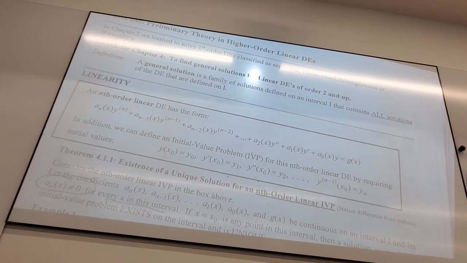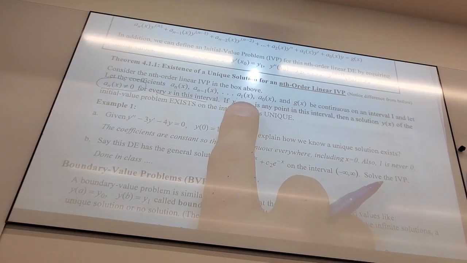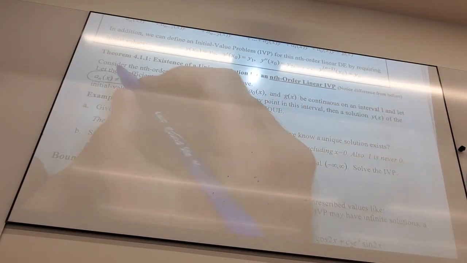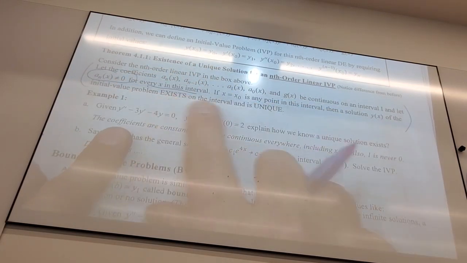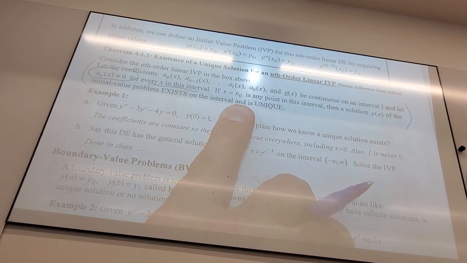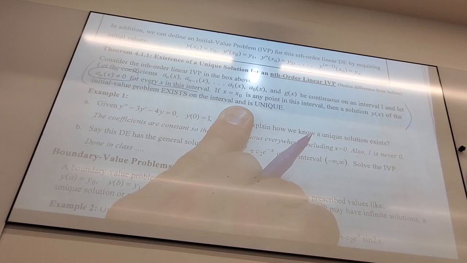Coming back to this. So that was an example of a situation where this was violated and we got multiple solutions, not a unique one. And with one little tweak, I could have made it have no solutions, right?